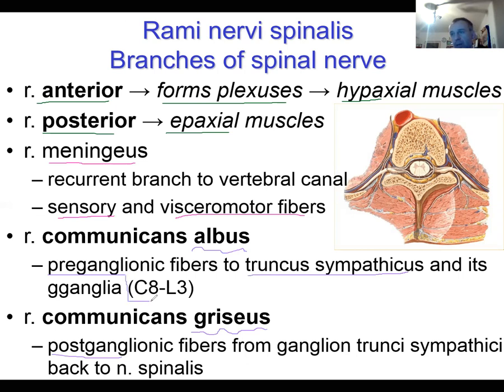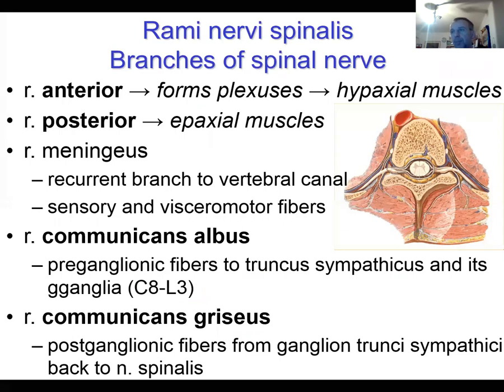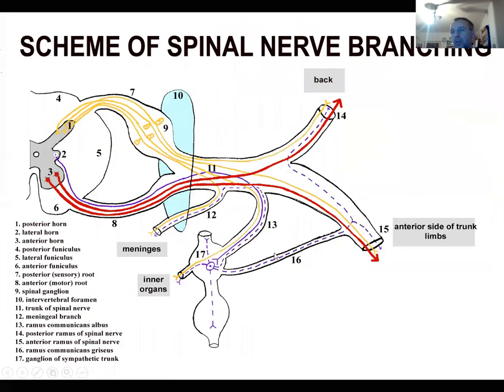And do not forget that the white communicating branch is present only in the thoracolumbar part, only in the area where the sympathetic fibers leave the spinal cord, and that's the level from C8 to L3. Details about that will come in the autonomic system. So now, please just remember this extent. Okay, how the nerves look like.